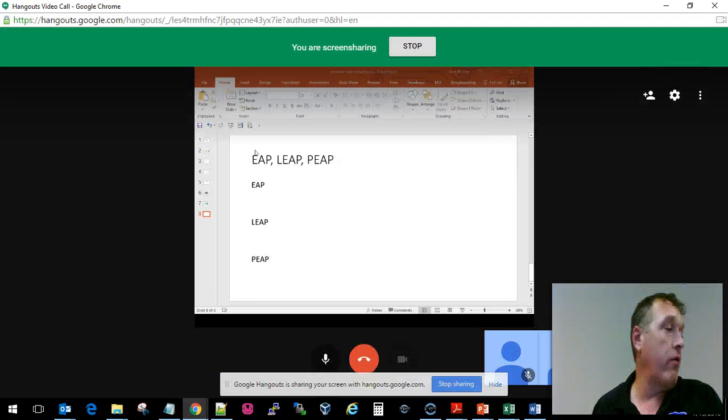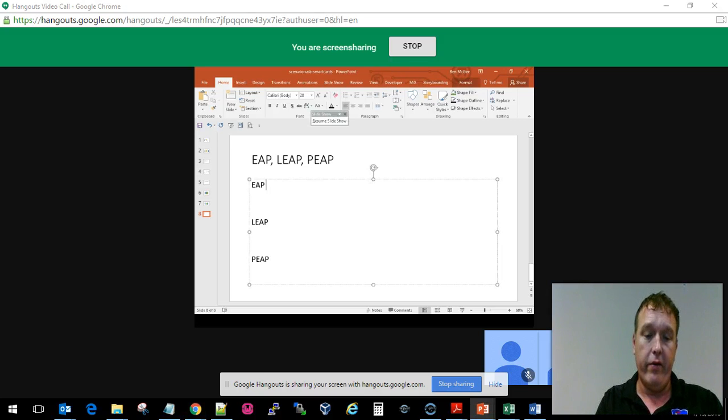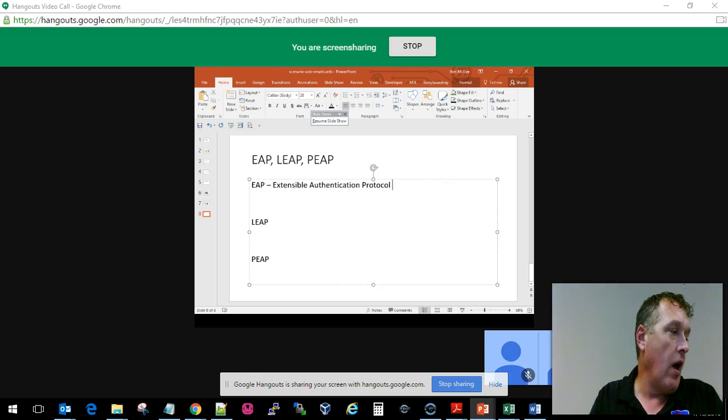All right, so here we're going to talk a little bit about the three main frameworks that we see for authentication that are often used with wireless networks: EAP, LEAP, and PEAP. The first one here is the Extensible Authentication Protocol. And this one primarily gives us a use for authentication for a lot of wireless networks.